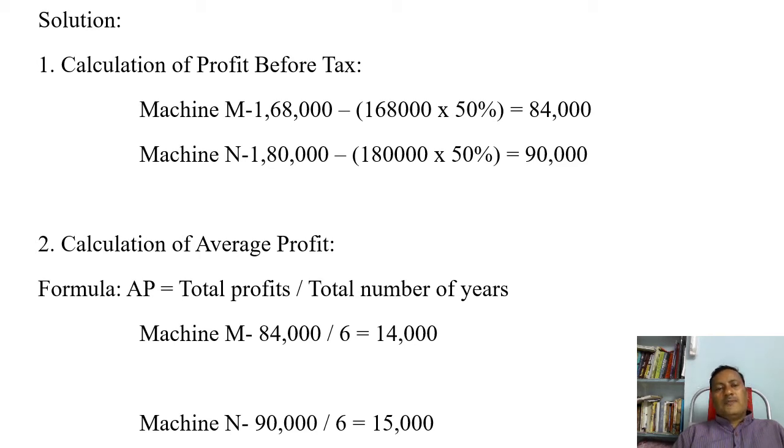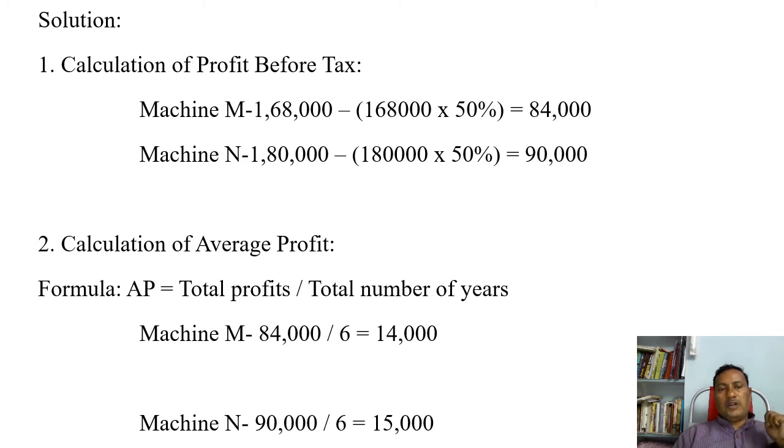The second one is the calculation of average profit. As we know, average profit is total profit divided by total number of years. For machine A, the total profit given in the question is 1,68,000, that is before tax. So you should take the profit after tax. Total profit 84,000 divided by 6 comes to 14,000. Machine B, 90,000 divided by 6, comes to 15,000.